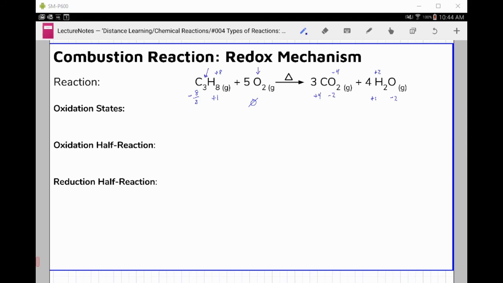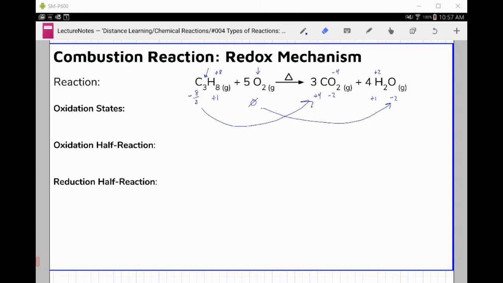So in terms of oxidation and reduction, what is being oxidized? What is losing electrons and what's being reduced? What's gaining them? Well, our oxygen atom is going from a 0 to a -2. So the only way that can happen is if the oxygen is gaining electrons. And our carbon atom is going from negative to positive. So it must be losing electrons. Right? It must be getting oxidized.